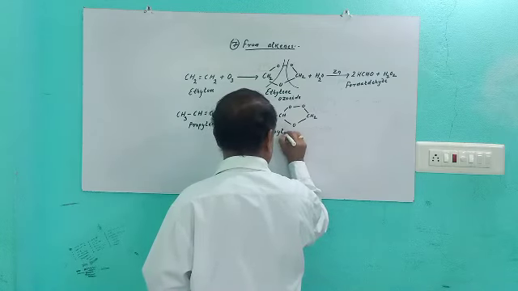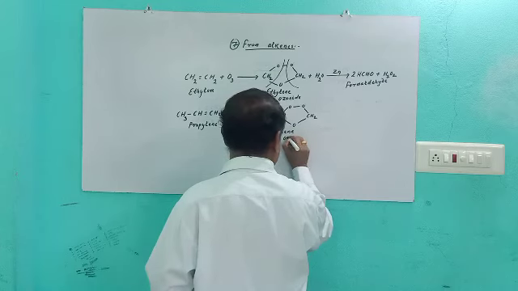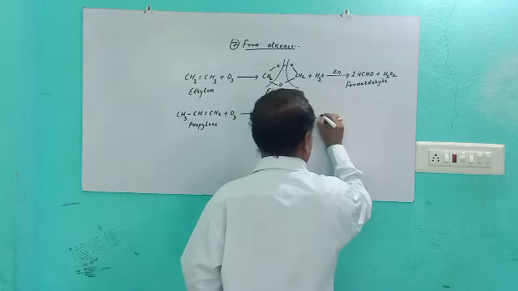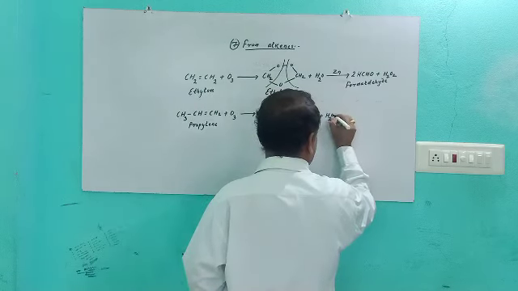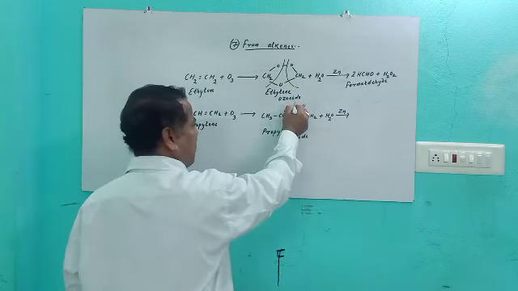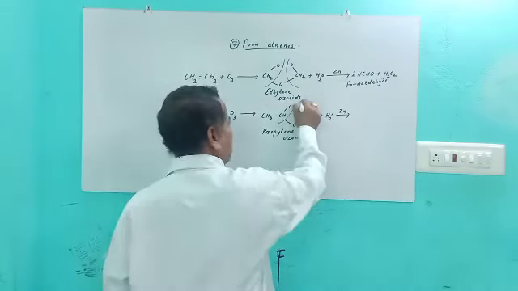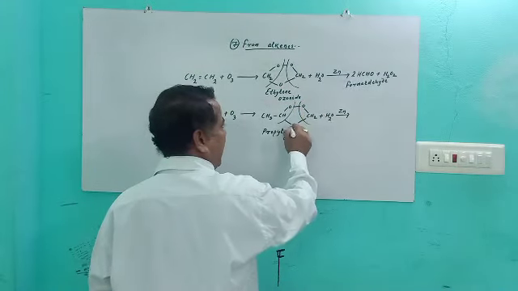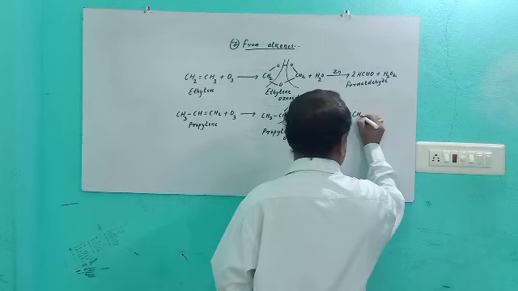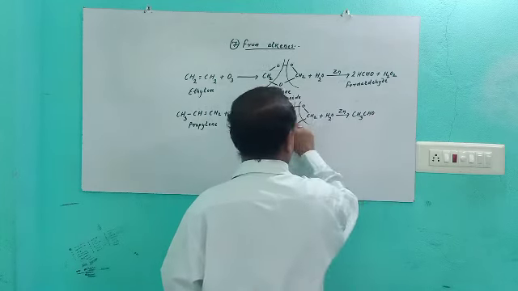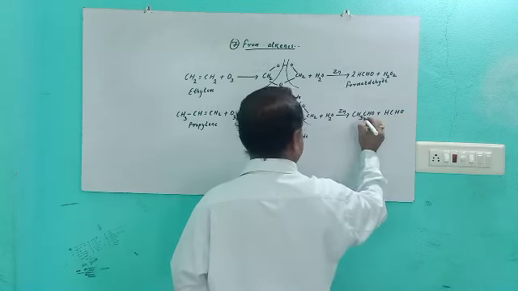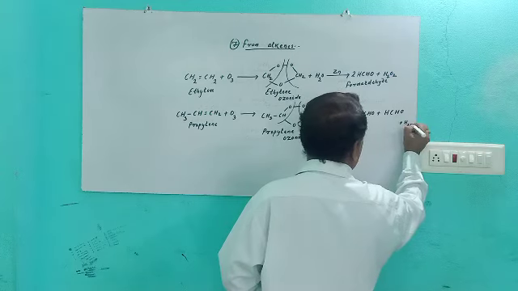Propylene ozonide is an unstable compound. It reacts with water, that is hydrolysis in the presence of zinc, and these molecules break. The first part is CH3CHO, the second part is CH2O, that is formaldehyde, and this O combines with the water molecule to form hydrogen peroxide. So first acetaldehyde is formed, second formaldehyde, a mixture of formaldehyde and acetaldehyde, along with hydrogen peroxide.